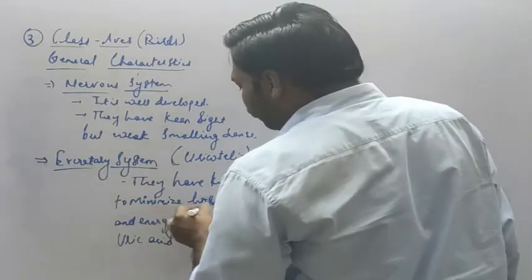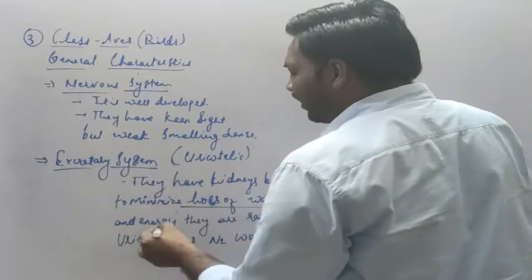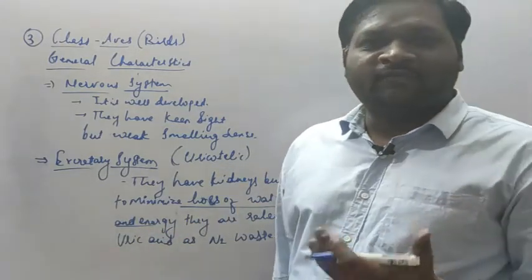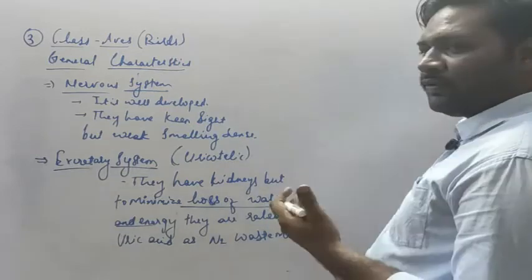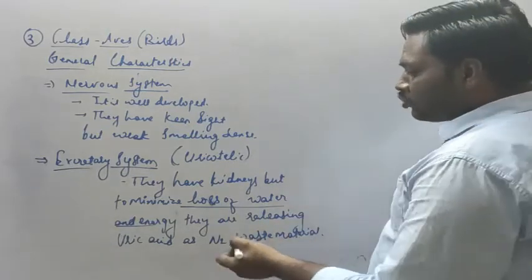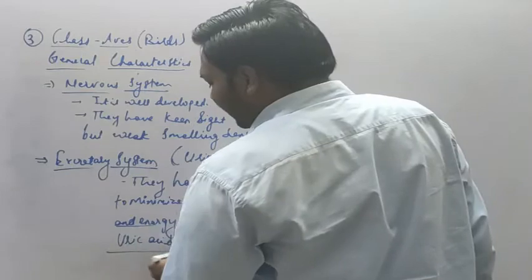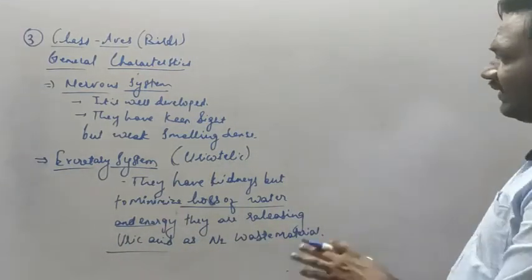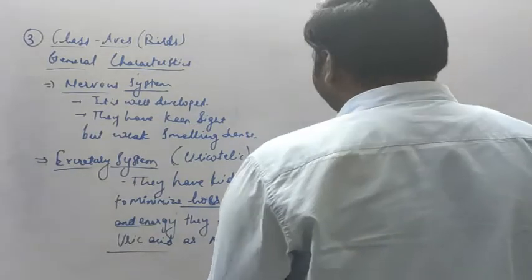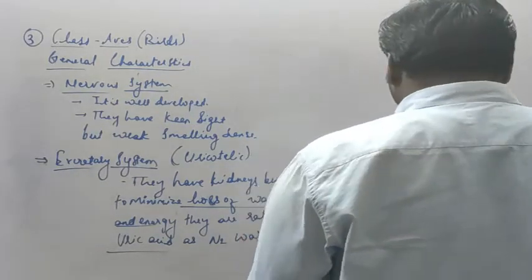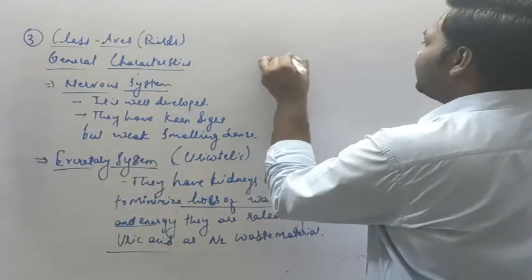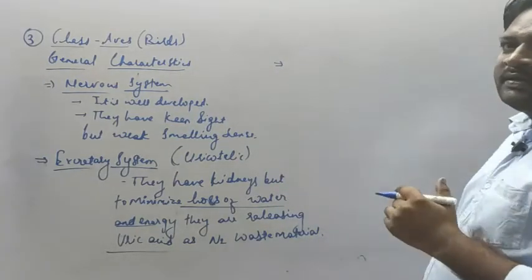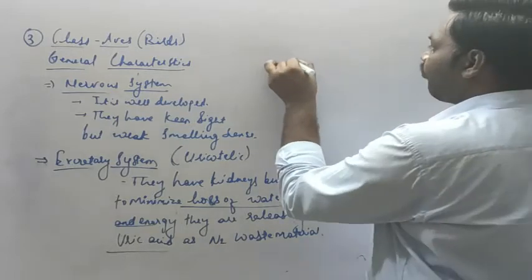And why is it so? To minimize the loss of water and energy, as they can utilize this energy for taking a flight, okay, or to perform various metabolic functions again. So the excretory material which is released is in the form of uric acid. So that is how the excretory system is seen in these animals. Then apart from this, we will discuss the reproductive system.